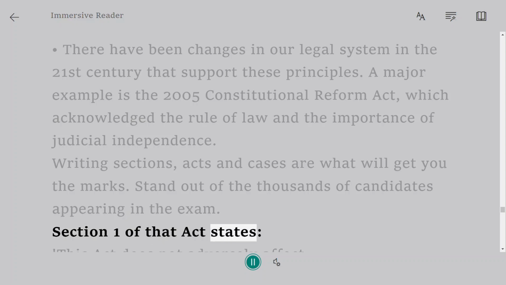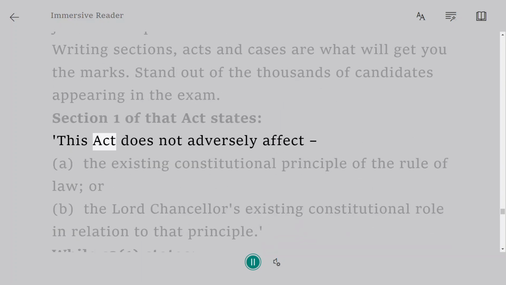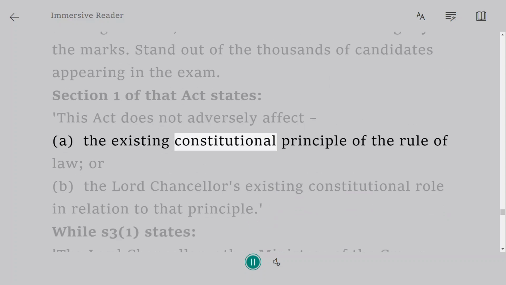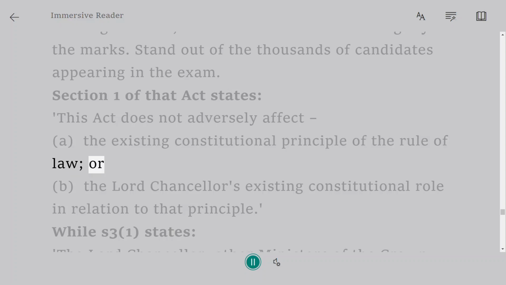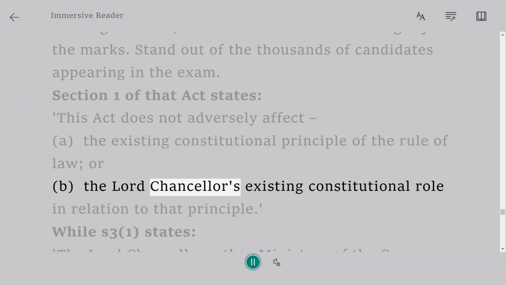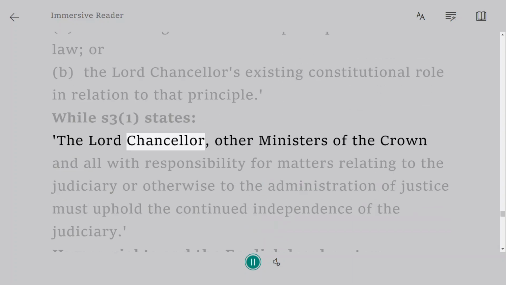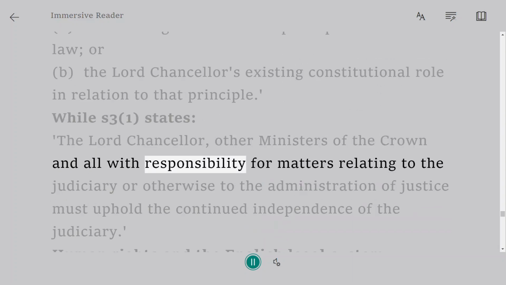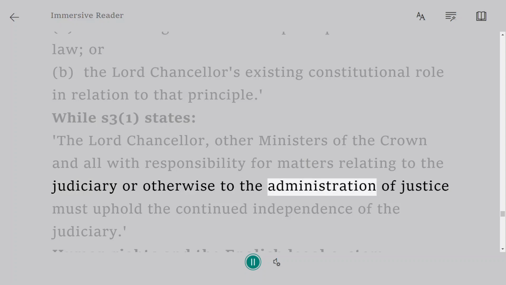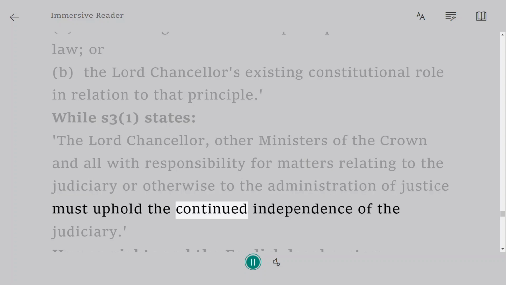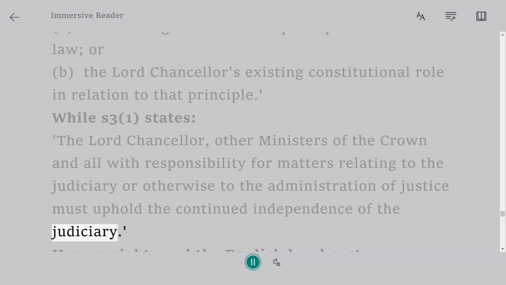Section 1 of that act states, "This act does not adversely affect a. The existing constitutional principle of the rule of law, or b. The Lord Chancellor's existing constitutional role in relation to that principle." While S3(1) states, "The Lord Chancellor, other ministers of the Crown and all with responsibility for matters relating to the judiciary or otherwise to the administration of justice must uphold the continued independence of the judiciary."